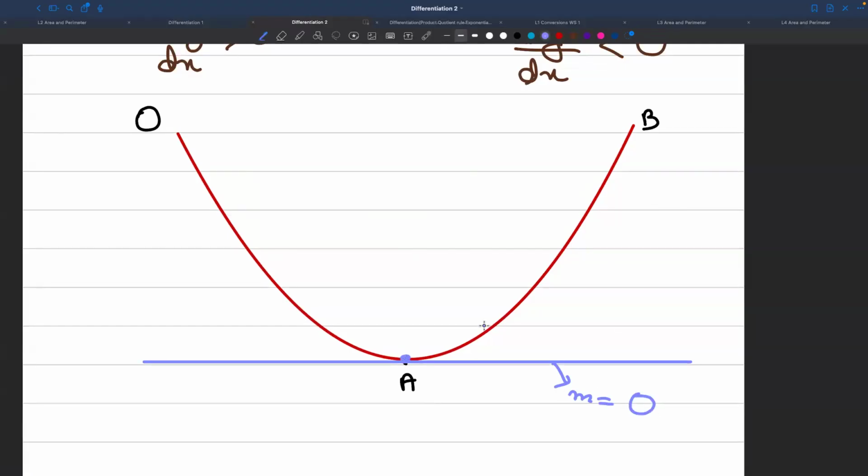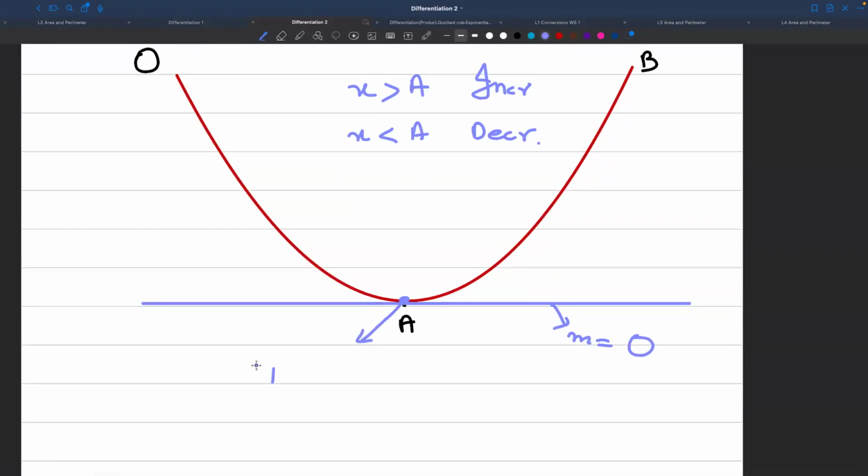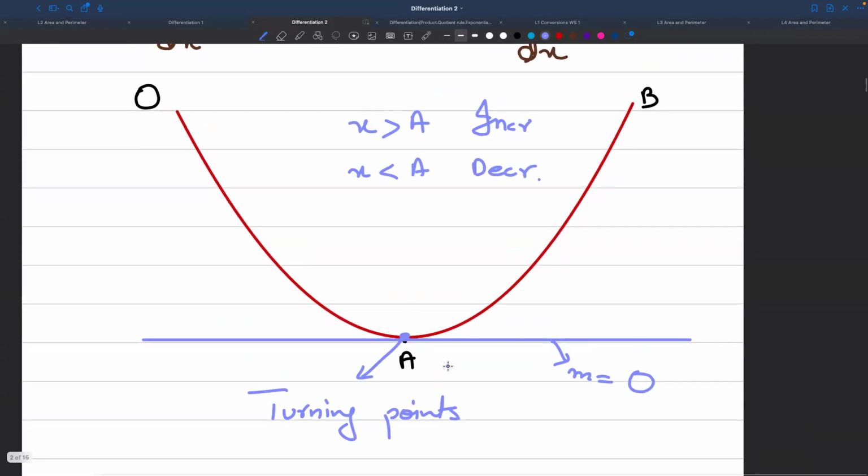I know from point A onwards, so let's say x is greater than A, it's an increasing function. And x less than A, it's a decreasing function. Clear? We call this point a turning point, or as we learned it in quadratics, it is the point where a curve changes its nature. So the nature before A was decreasing. From point A onwards, it's increasing in nature, right? How do I find out the point A?